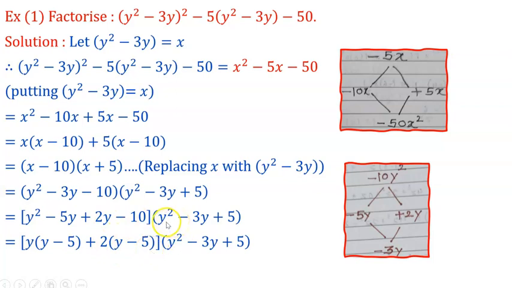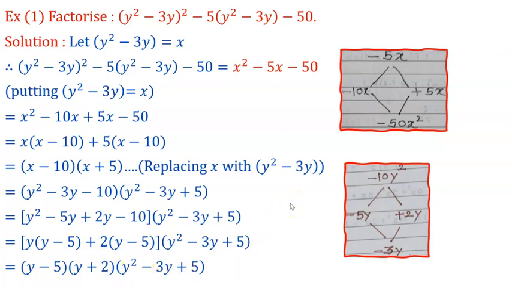And the next, y square minus 3y plus 5. We cannot factorize this and therefore keep it as it is. Okay. Now again, take y minus 5 as a common factor, and then in the next bracket you will get y plus 2. And the last remaining term is y square minus 3y plus 5. And hence the factors of y square minus 3y bracket square minus 5 in bracket y square minus 3y, bracket complete, minus 50 are: in the first bracket y minus 5, into the second bracket y plus 2, into the third bracket y square minus 3y plus 5.